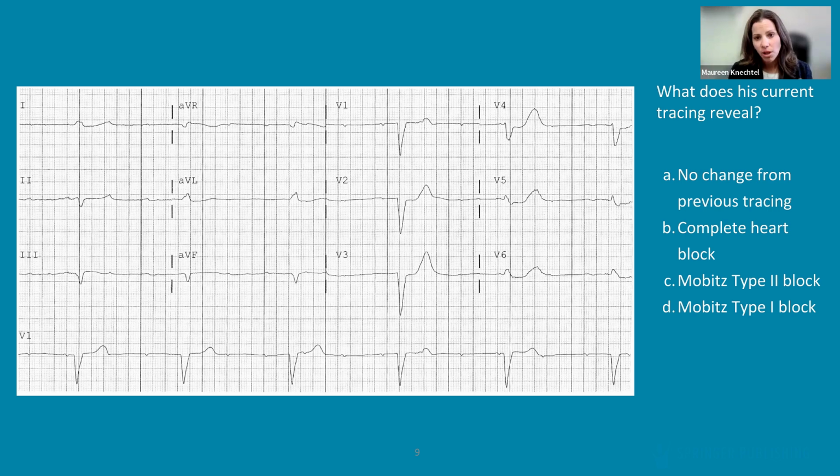And then because there's a blocking at the level of the AV node, we have an escape focus that fires off. And the lower in the conduction system that escape focus comes from, the slower the heart rate is going to be. So if you see something that's really big and wide, QRS complexes that are associated with a slow rate, you should think about the possibility of that coming from somewhere in the ventricles.